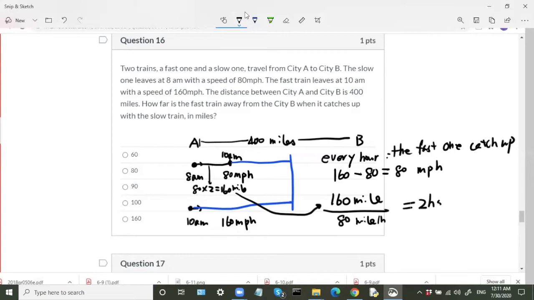Okay, so for 2 hours, how far does the fast train travel? It's 160 times 2 hours, 320 miles. So here is actually 320 miles. We know the total is 400 miles, right? So away from this point to the city of B, it is 400 subtract 320, which is 80 miles.